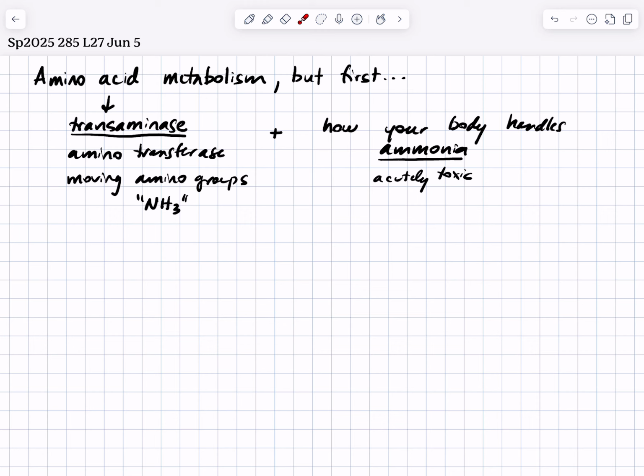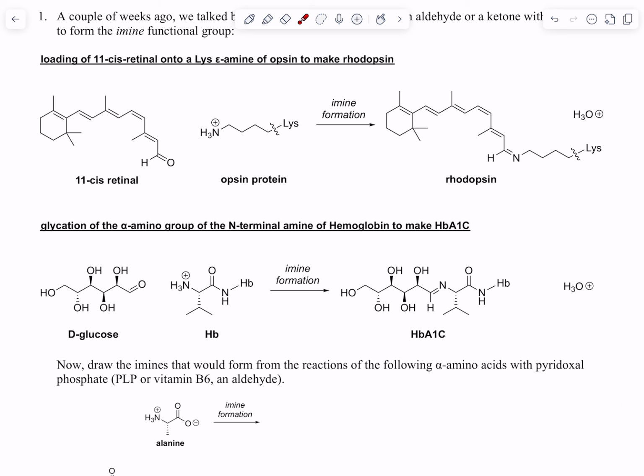Before we get there, I need to remind you of a couple of things you've learned. Some of these things are shown on your quiz, and I've got the figures here. A couple of weeks ago, we talked, and you may not remember it because it happened pretty briefly, 2 different times, about the reaction of an amine or an amino group with an aldehyde or a ketone to give a functional group called the imine, I-M-I-N-E.